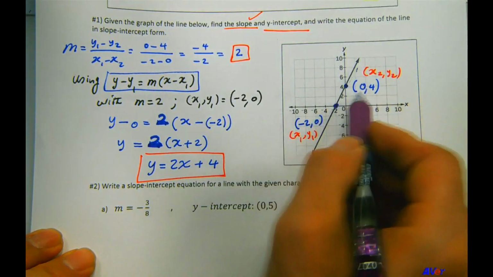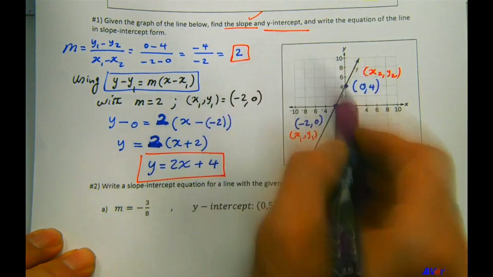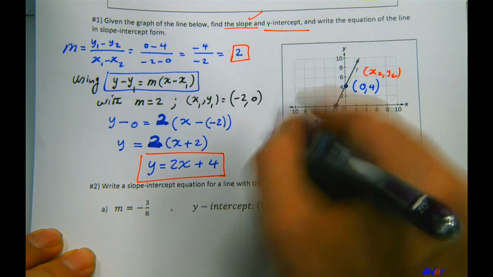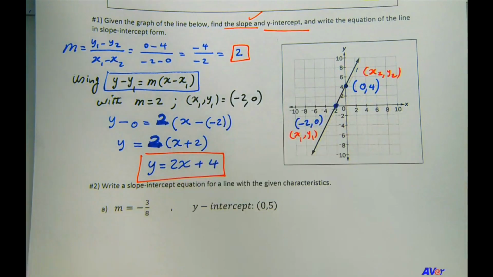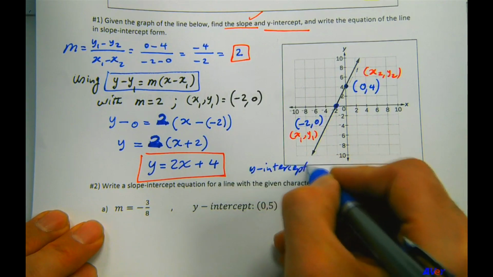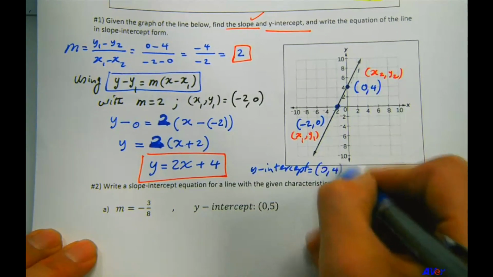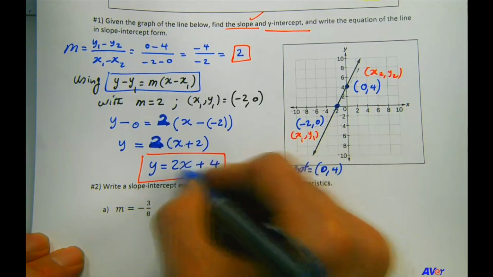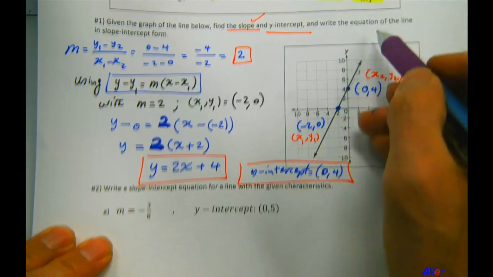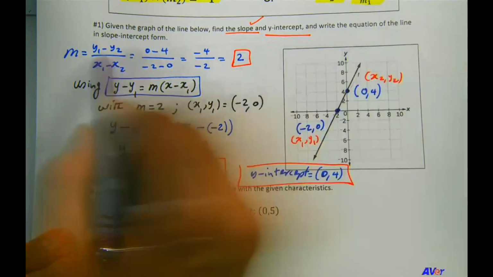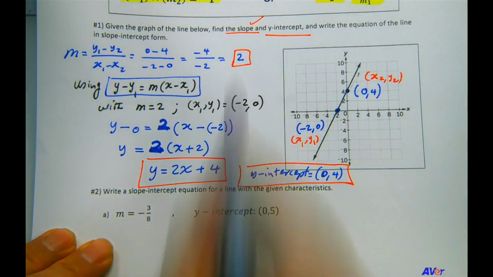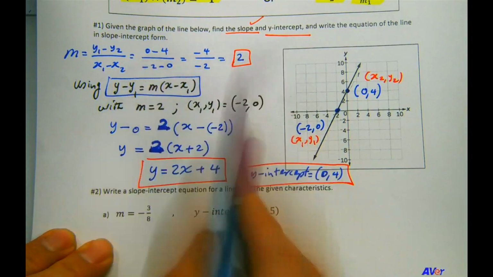We could actually have given them the answer right from the graph, but we can see it right there. So y-intercept is equal to 0, comma 4. You can either see it in the equation or the graph. And of course, they asked us to write the equation of the line in slope-intercept form, and that's what we have. So these 3 questions have been answered.